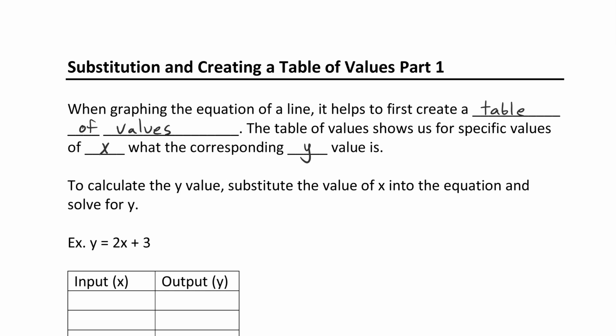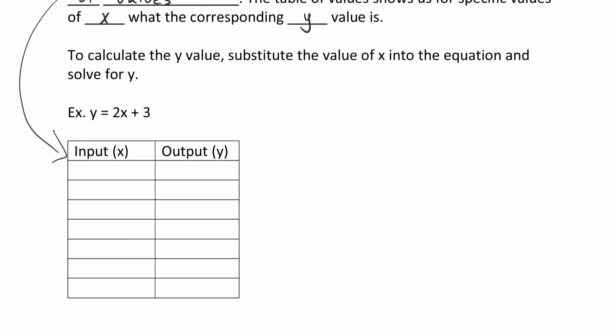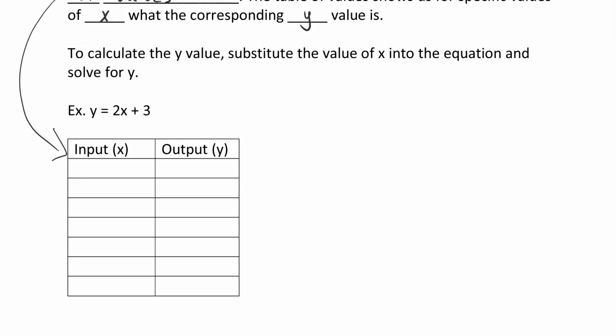So when graphing the equations of a line, it helps to first create a table of values. The table of values is this part right down here. The table of values shows us, for specific values of x, what the corresponding y value is. So to calculate the y value, we're going to substitute. Now, when we're substituting for the x value, we're going to use brackets, putting the number that we chose in for that x value inside the brackets.